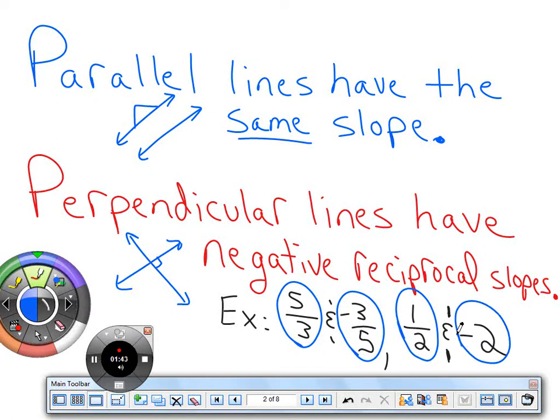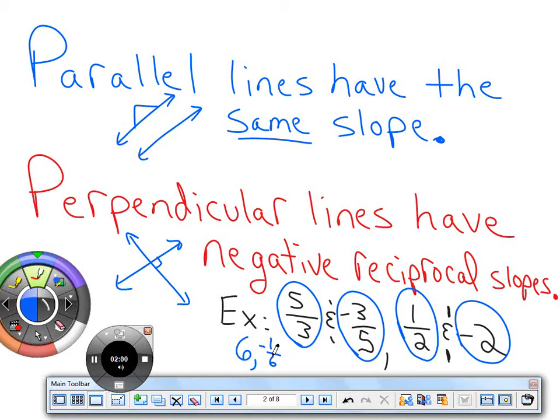If somebody said, hey, my slope is 6, then I know that the slope of the line that's perpendicular to that would be flipping that over. That's 6, or 6/1, so that would be -1/6. So those slopes would show you that the lines would be perpendicular.